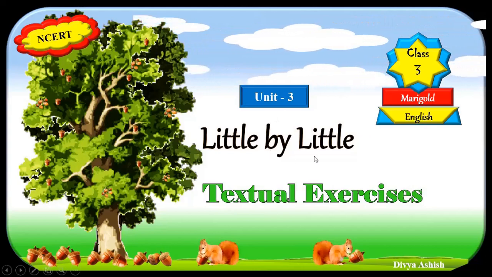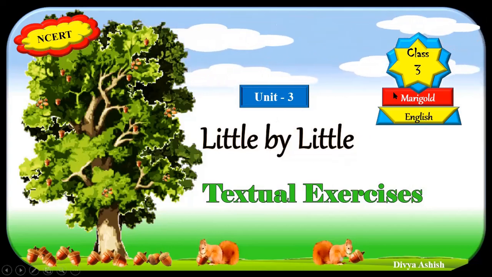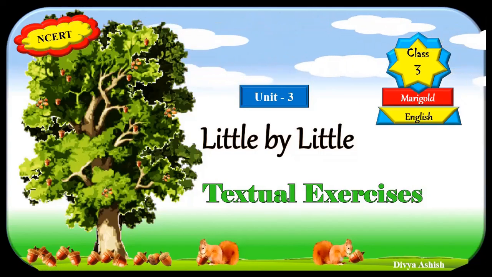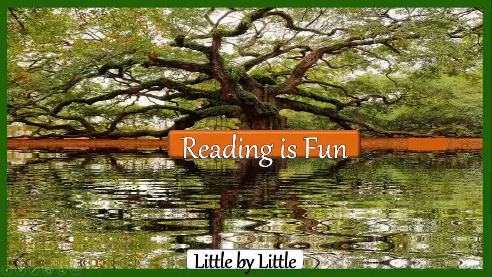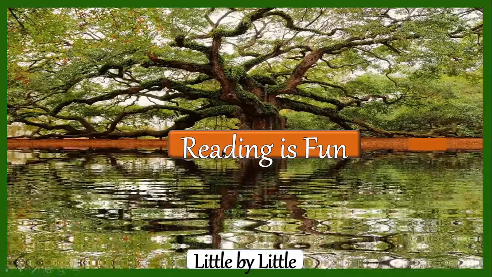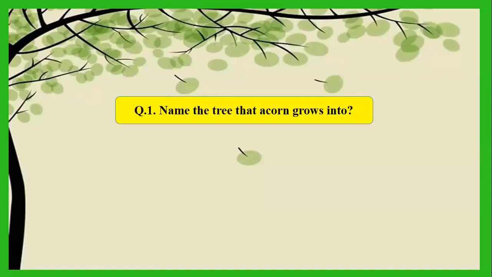The lesson Little by Little is a poem included in Unit 3 of Marigold English textbook. So let's find out the interesting activities included in this lesson, children. Here we go. The first textual exercise included in this lesson is Reading is Fun. In this section, there are three main questions. The first question is, name the tree that acorn grows into.